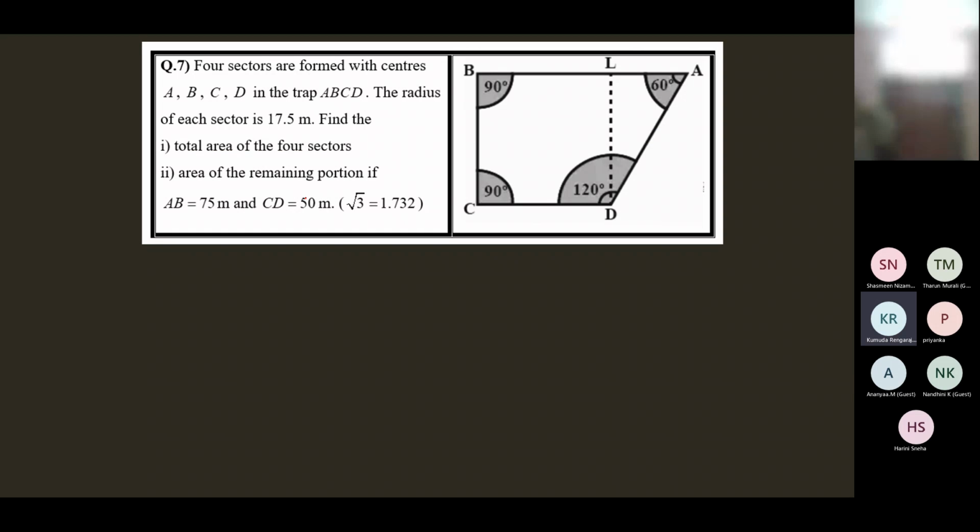Now we know that this full thing is 75, but this one is 50. Now this one is a rectangle, so opposite sides are equal. So if this is 50, the opposite side BL is also 50, but the full thing is 75. So this will be 25. Is that clear, children? 50 and 25, is that clear? Yes, ma'am.